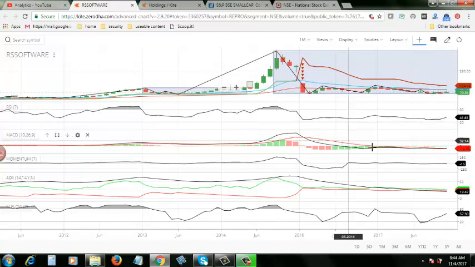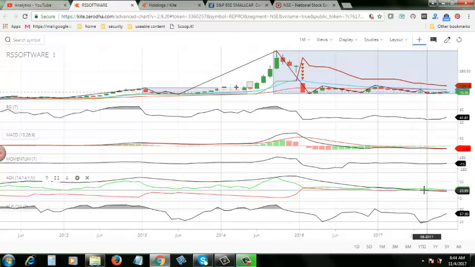Now look at the MACD. MACD is playing below the baseline, and even the histogram bars are operating below the baseline. The size of the bars is also minuscule. Look at the momentum. Momentum is flat, and it is in the negative direction. It is playing below the baseline, which is 0. Now look at the ADX.